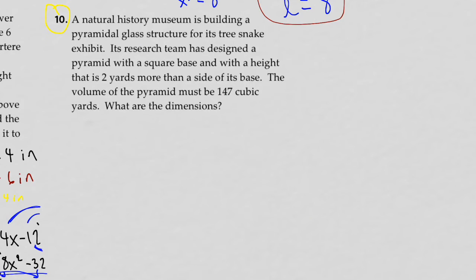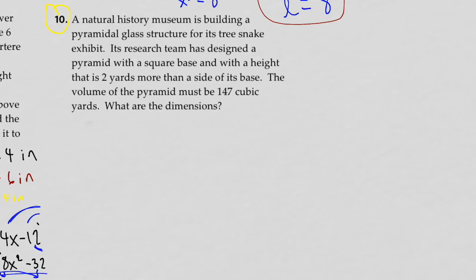Alright, the next one I'm going to do is number 10. It says a natural history museum is building a pyramidal glass structure for its tree snake exhibit. Its research team has designed a pyramid with a square base and with a height that is 2 yards more than a side of its base. The volume of the pyramid must be 147 cubic yards. What are the dimensions? Alright, okay, so first of all, they're telling me that it's a pyramidal glass structure.